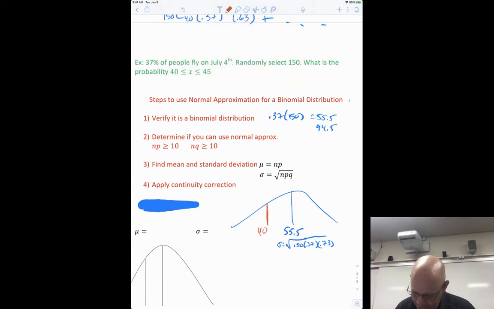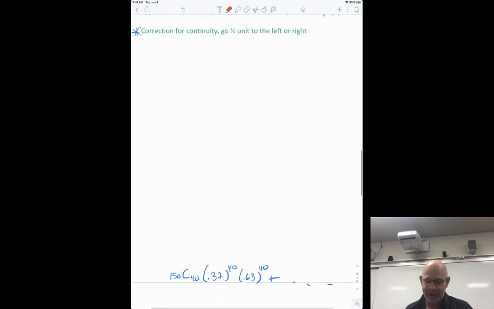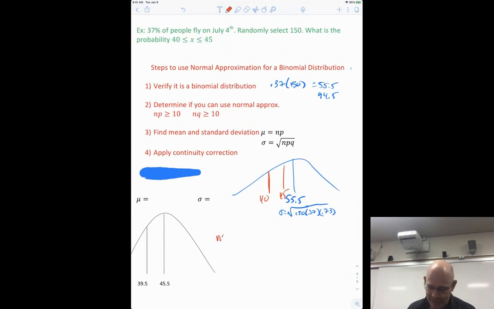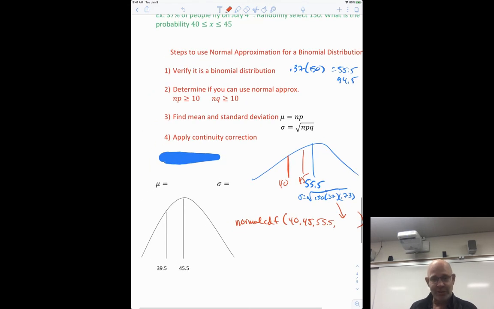So here's the continuity correction. Remember, back here I said go half a unit to the left or the right. If I just hit normal CDF from 40 to 45, with a mean of 55.5 and that standard deviation, I can do this on my calculator and it's going to give me an answer. But the normal CDF does not count the 40 and the 45. It counts between them. So we need to do what's called a continuity correction, and we just need to go half a unit.